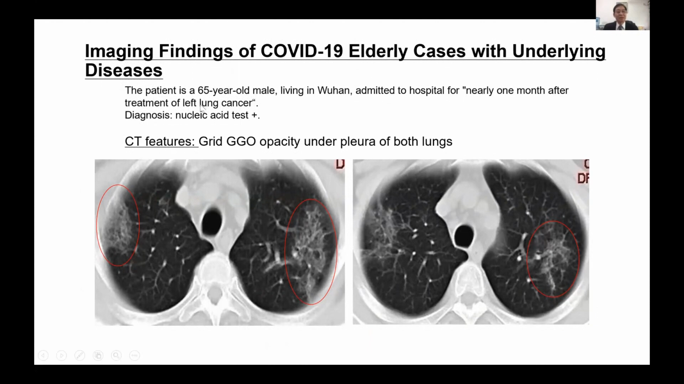This is the elderly case. The patient is a 35-year-old male living in Wuhan, admitted to hospital for nearly 1 month after treatment of left lung cancer. Diagnosis: nucleic acid test positive. The CT shows large GGO opacities and pleural effusion in both lungs.